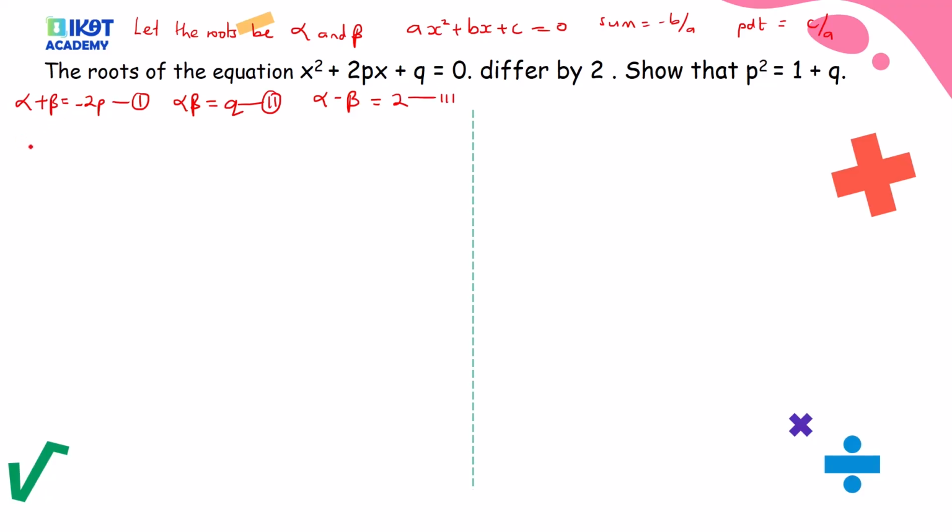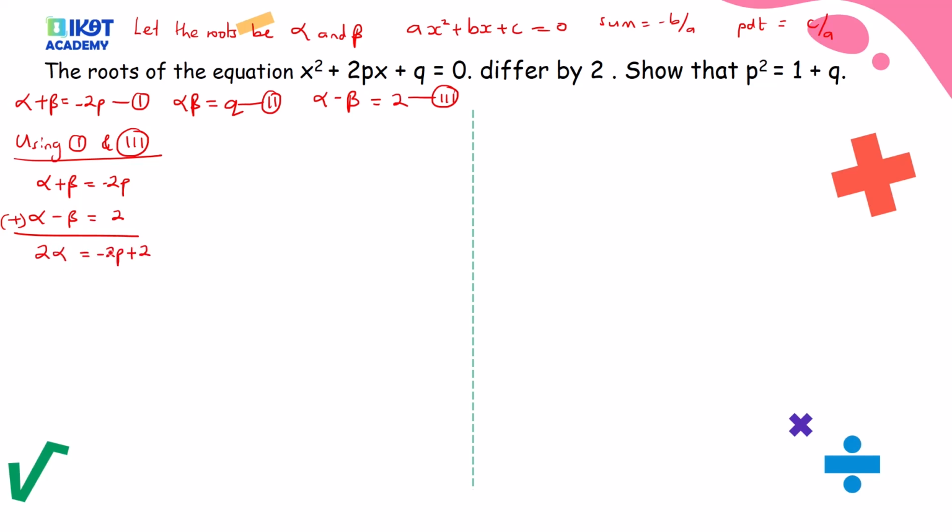Now I'm going to use knowledge of simultaneous equations. So using equation 1 and 3, where I have alpha plus beta is equal to negative 2p, then I have alpha minus beta is equal to 2. Now I add. When I'm adding, from the elimination method of solving simultaneous equations, I'm going to be eliminating beta. So here I have 2 alpha is equal to negative 2p plus 2. So alpha is equal to negative p plus 1. So we note that.